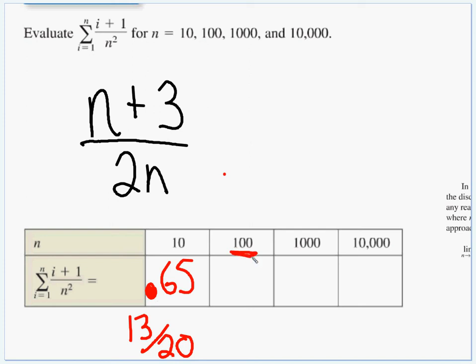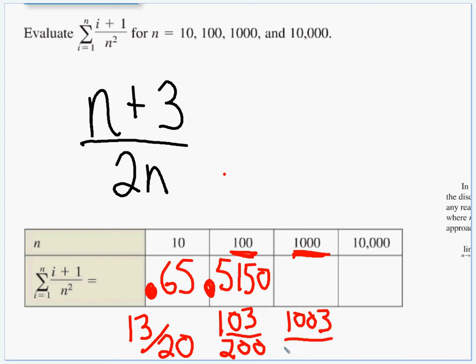Let's plug in a bigger number, n is 100. So that's going to be 100 plus 3 is 103, over 2 times 100 is 200. As a decimal, that will be 0.515. What if we wanted to sum up 1,000 numbers? Well, that's going to be 1,003 over 2,000. As a decimal, 0.5015. All right.